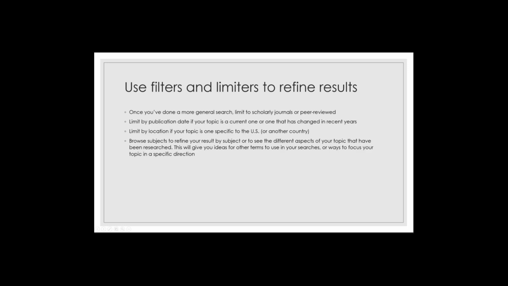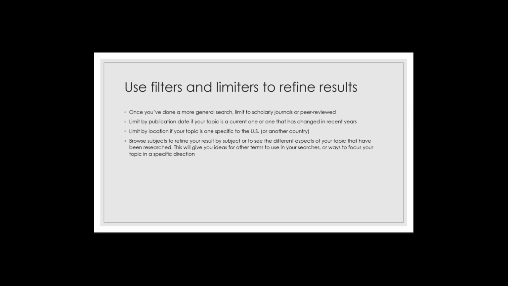Once you have run a simple search, you will use filters and limiters to refine your results. A good first step is to limit to scholarly journals or limit to peer-reviewed sources. These are more or less the same thing. If your topic is a current one, or one that has changed significantly in recent years, you may also want to limit by publication date. If your topic is specific to the United States healthcare system, you may want to limit by location as well.